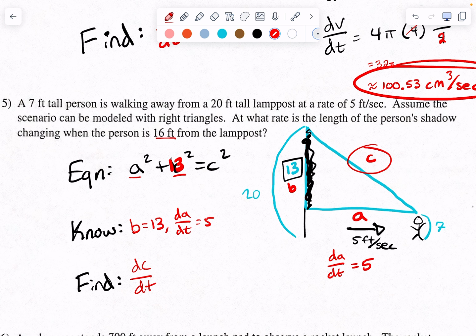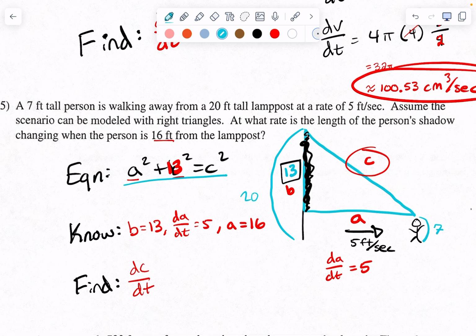When the person is 16 feet from the lamppost, what does that mean? A equals 16. Okay, we've got all of our things. We need to find the derivative. 13 squared. A squared plus 13 squared equals C squared. All right, derivative of A squared is 2A dA/dt, equals, oh no, plus the derivative of 13 squared.